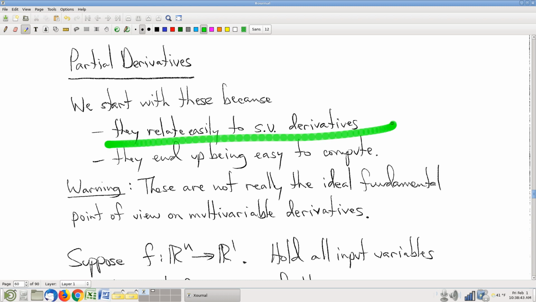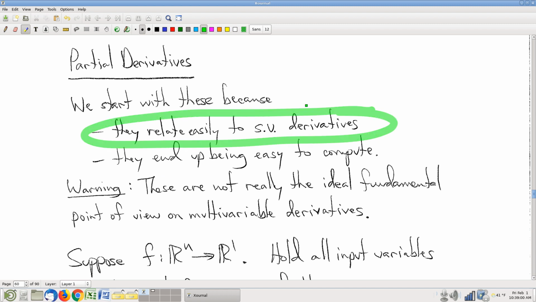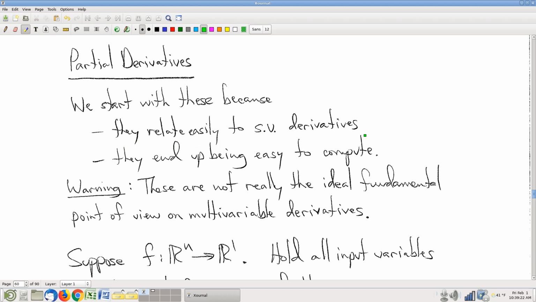And here's why the book starts with partial derivatives. It turns out they're super easy to compute. I circled the wrong thing. They're super easy to compute, and that's nice. That's convenient, right? Partial derivatives are super easy to compute. They're also relatable. They're going to look and feel a lot like single variable derivatives. And if you're already comfortable with single variable derivatives, then starting with something that's familiar to single variable derivatives is an easy on-ramp, gives you a feeling of satisfaction, and I see where this is going kind of a thing. So that's a good motivation to want to start with that.